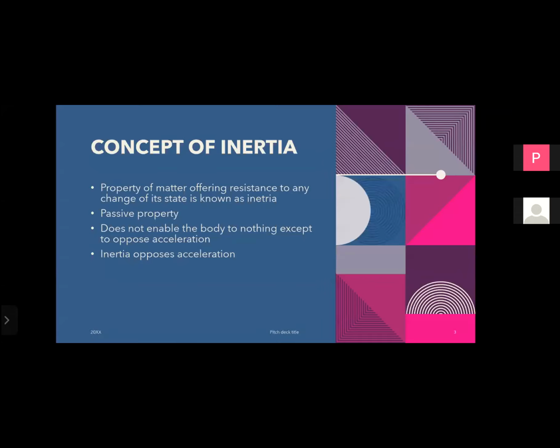We already know that inertia is the property of the matter, offering resistance to any change of its state. It is a passive property. The inertia usually opposes the acceleration. It is the ability of the material to change its state of rest or motion.